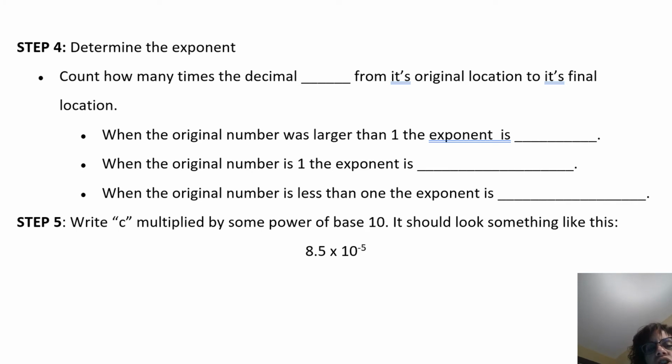Step 4, you're going to determine the exponent. Count how many times the decimal moved from its original location to its final location. When the original number was larger than 1, the exponent is positive. When the original number is 1, the exponent is 0. When the original number is less than 1, the exponent is negative. Then you're going to write the c value that you came up with, multiplied by some power of base 10. It should look something like this, 8.5 times 10 to the negative 5th.